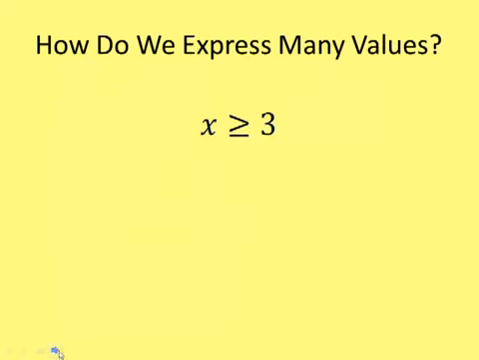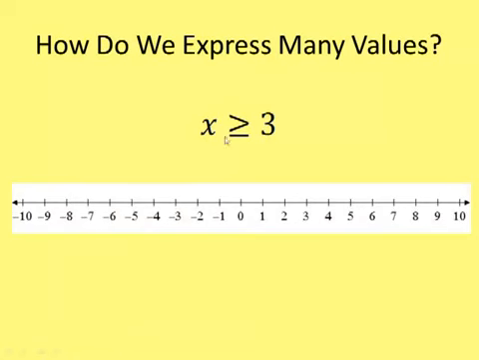How would we express many values, like many, many, many? So if we had x is greater than or equal to 3, we would want it to fill in, we would have to put closed circles on every single point. Every single point between here. I mean, every one of them. Infinitely many, and there's so many. And so what does that look like? That looks like we're kind of shading it all in. So it would be everything shaded here.